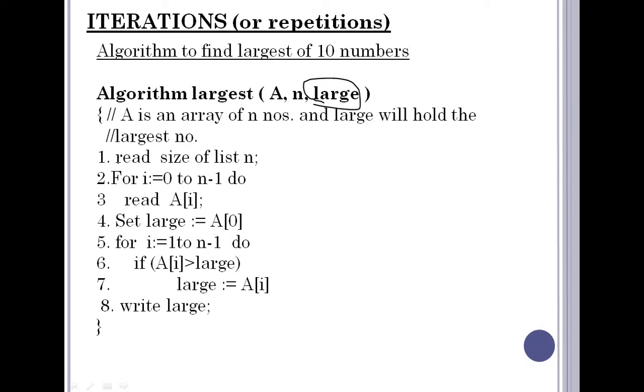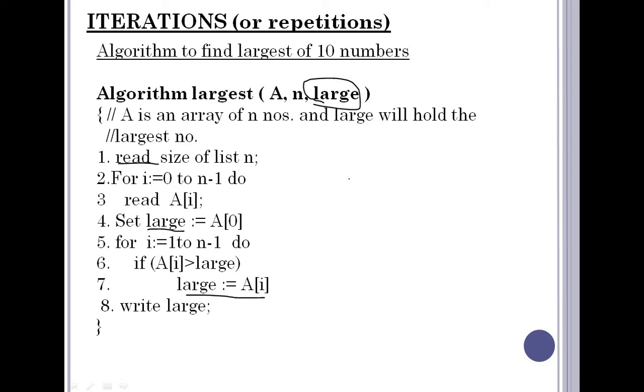First is the read instruction. We will read the elements of the array by using the for statement, reading the individual array elements. After that we will set the large variable to the first element, and then iterate from first to n minus 1, checking whether A of I is greater than large. If any value is greater than large, we will reinitialize large with that A of I, and we will write large or return large.